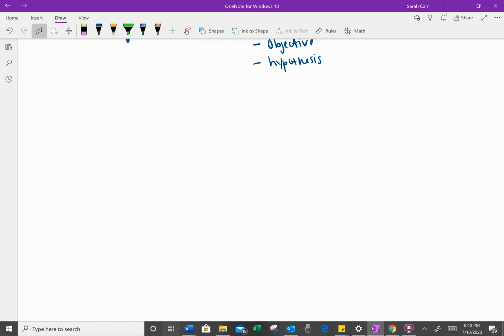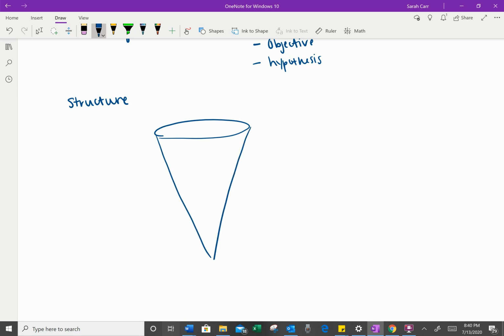Now, we're going to go on to talking about the structure of writing the introduction. Like I said, we go from broad to specific. So oftentimes, you can think of this as an upside down triangle or somewhat of a funnel. So I'm going to go here and draw a cone to be a bit creative. And at the top, I'm going to state, remember we're going to have general, broad information. And then at the bottom, it's going to be very specific or focused.